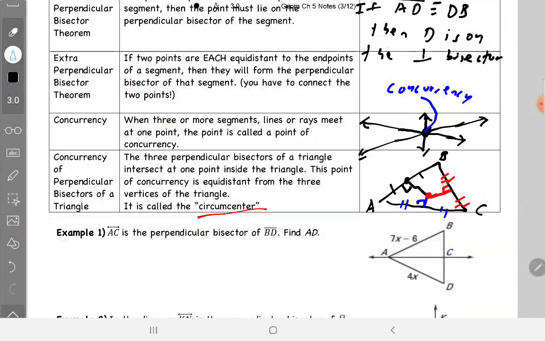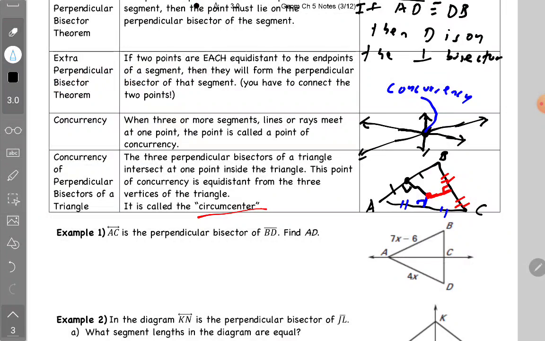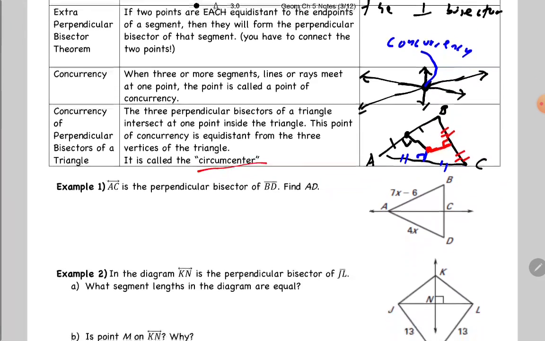Okay. And basically it's the center of the triangle. It's equidistant from any of the three corners.